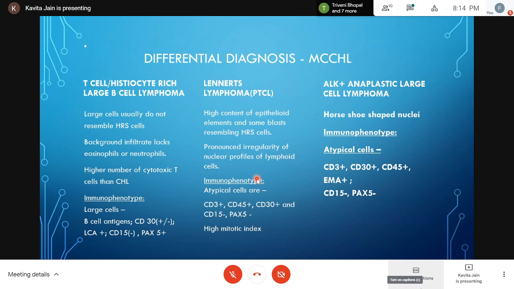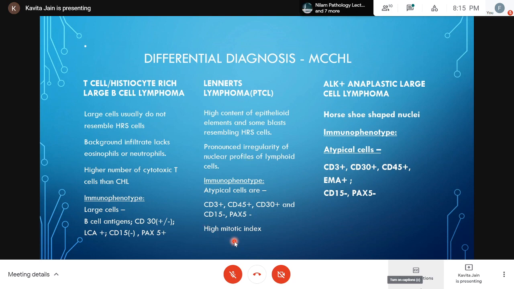The Hodgkin cells can show CD3 aberrant expression. The T cells, of course, can show CD30. So at times it is difficult. The soft features which you should keep in mind are that the lymphoid cells in PTCL will have a pronounced irregularity of nuclear profiles. They will be highly pleomorphic and they will have a high mitotic index.